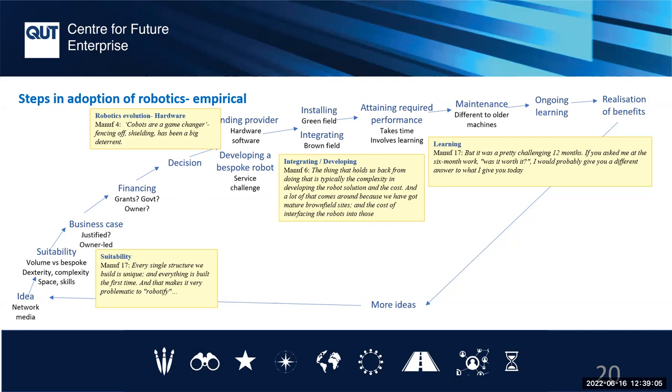Integrating and developing. The thing that holds us back is typically the complexity in developing the robot solution, and the cost. A lot of that comes from having mature brownfield sites and the cost of interfacing the robots into those. If you're going to get a robot in, oftentimes they try to exactly replace what the human is doing, but that doesn't really work with the process. There are further benefits that can be achieved by looking at the process and rejigging it. And finally, the learning is really, really important: the learning of actually getting the robot to operate.